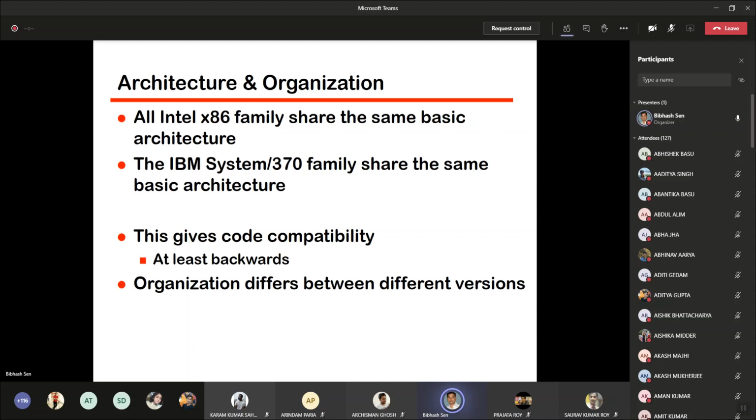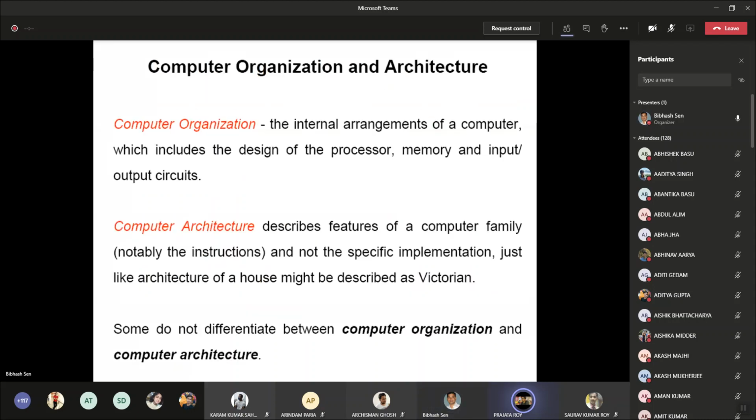In the architecture part, I can say all Intel 8086 family. Sir, could you go back to the architecture portion, sir? I missed the definition, sir. The architecture, yes, thank you, sir. It's clear? Okay, sir. Yes, sir.